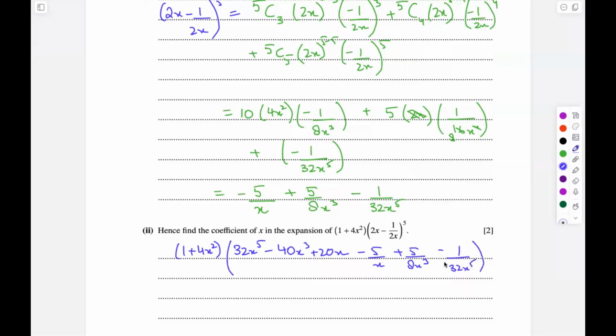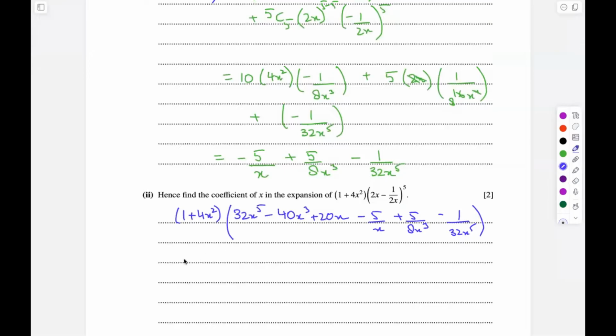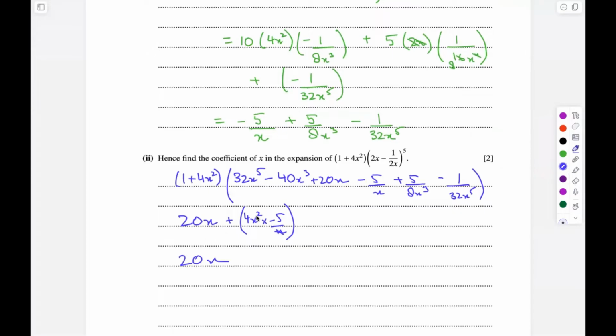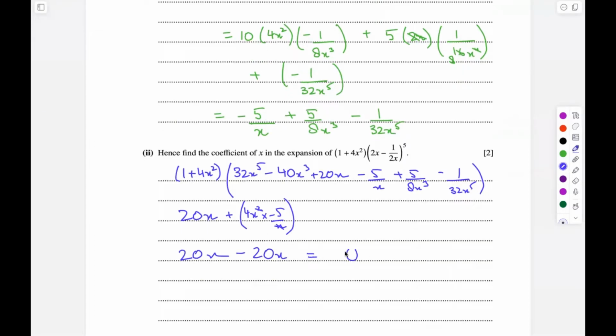Now we have to look for terms which when we multiply, they give us the power of x as 1. So we can multiply 1 with 20, that will give us a 20x. We can multiply 4x squared with minus 5 upon x. So multiplying 4x squared with minus 5 upon x, that will give us a term in x. And there's no other term that will give us a term in x, so these will be the only two terms. So this will become 20x, and this will become a minus 20x. So the coefficient of x will become 0. As 20x minus 20x is 0x, the final answer will be equal to 0.